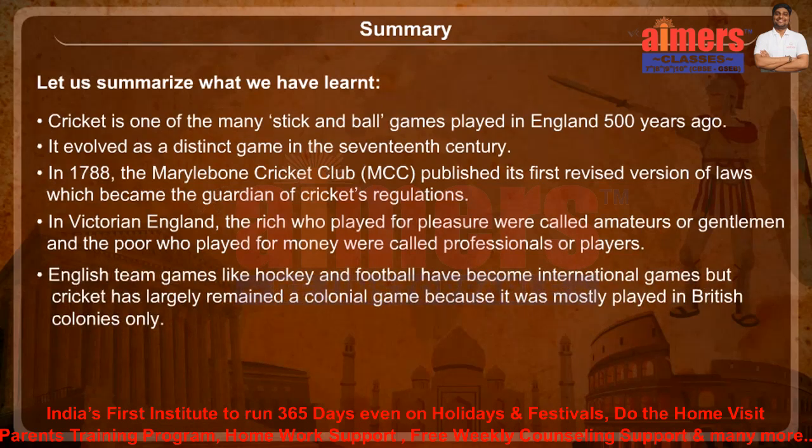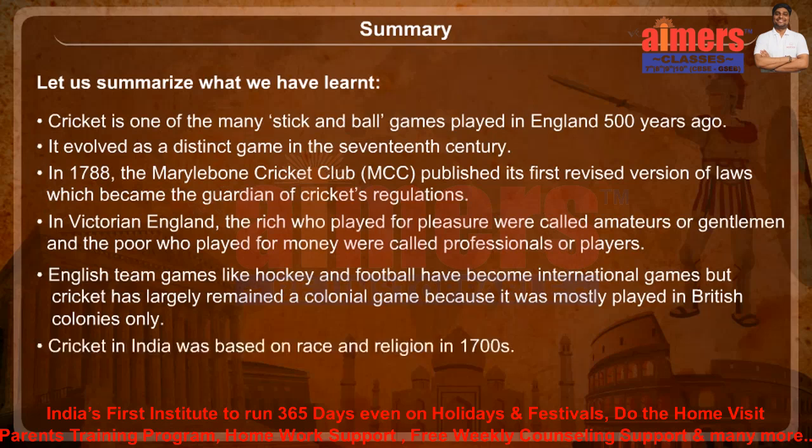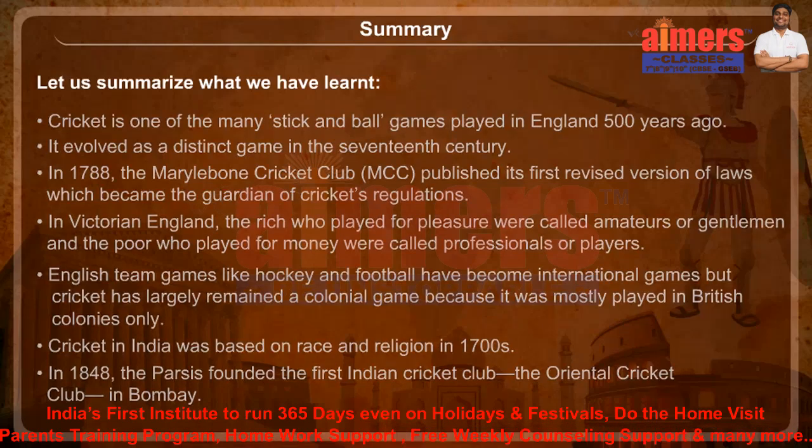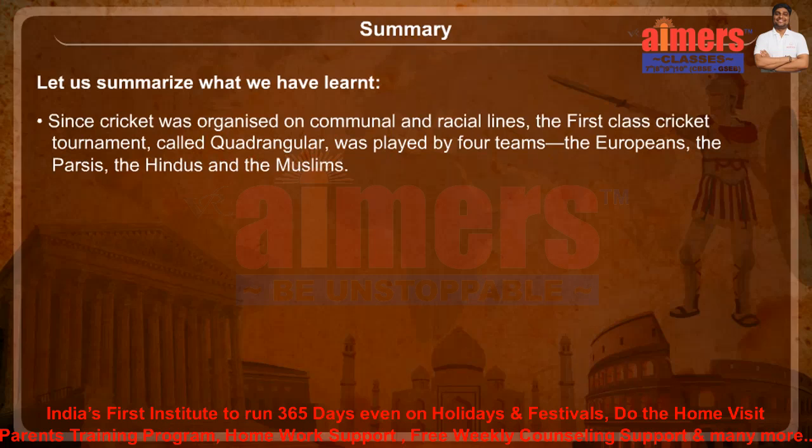English team games like hockey and football have become international games, but cricket has largely remained a colonial game because it was mostly played in British colonies only. Cricket in India was based on race and religion in the 1700s. In 1848, the Parsis founded the first Indian cricket club, the Oriental Cricket Club, in Bombay. Since cricket was organized on communal and racial lines, the first-class cricket tournament, called quadrangular, was played by 4 teams: the Europeans, the Parsis, the Hindus, and the Muslims.